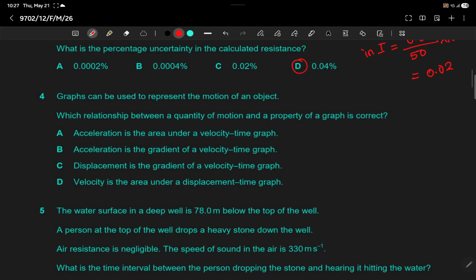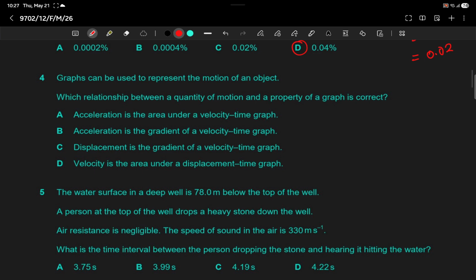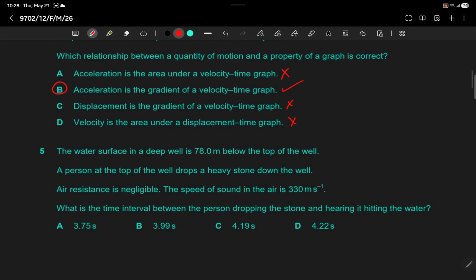Now, graphs can be used to represent the motion of an object. Which relationship between a quantity of motion and a property of a graph is correct? So acceleration is the area under the velocity time graph. Nope, it's the gradient. Acceleration is the gradient of the velocity time graph. Yes, this is correct. Displacement is the nope. Velocity is the area. No. The answer is B. This is very straightforward.